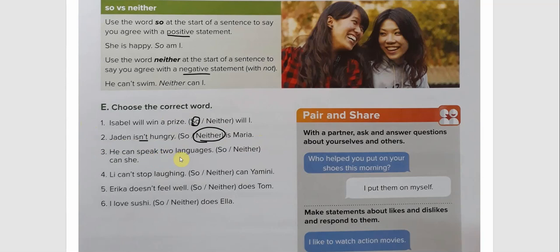He can speak 2 languages. It's a positive. So can she. Lee can't stop laughing. Can't, negative, cannot. Neither can Yamini. Number 5, Erica doesn't feel well. Neither does Tom. Look, not neither. Not neither. Number 6, I love sushi. This is positive.